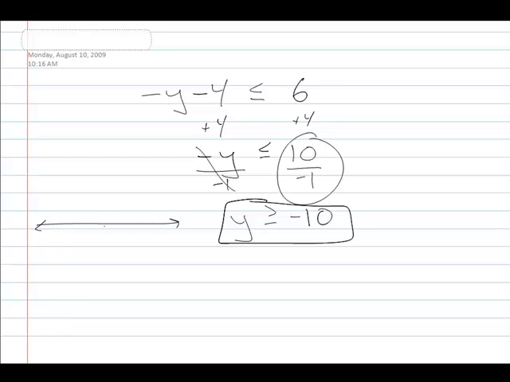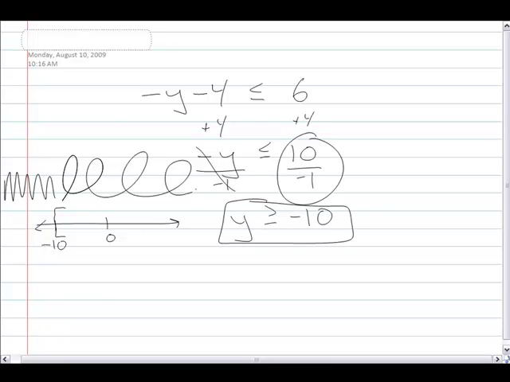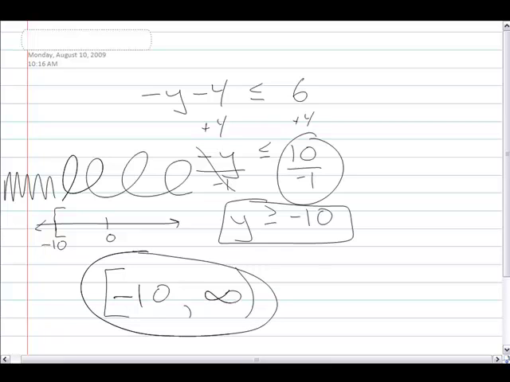So on a number line, here's 0, let's say here's negative 10. Greater than or equal to means we're including the negative 10, so we'll draw a bracket in this direction. In interval notation, you can think of it as going from left to right. So we're going from negative 10 all the way to infinity. Anytime it's infinity, we have a parenthesis. If we're including the negative 10, which we are, we put a bracket, and this is the solution in interval notation.